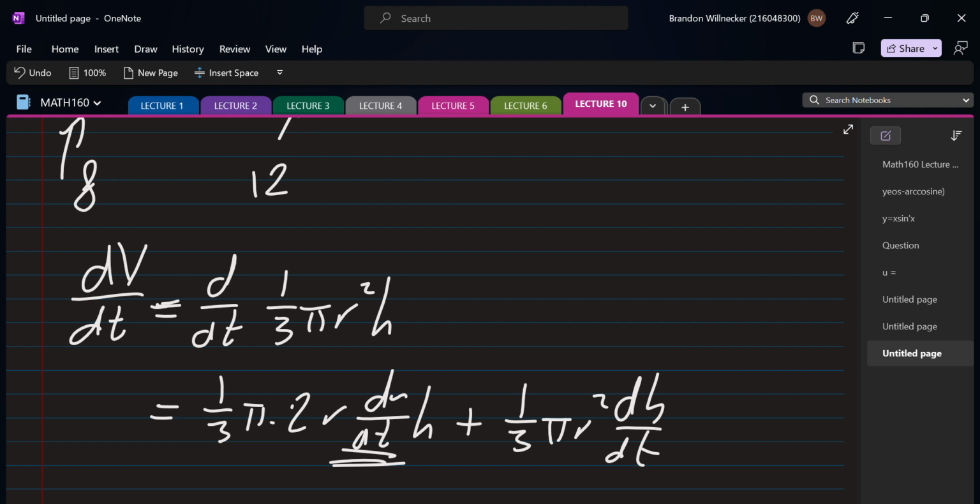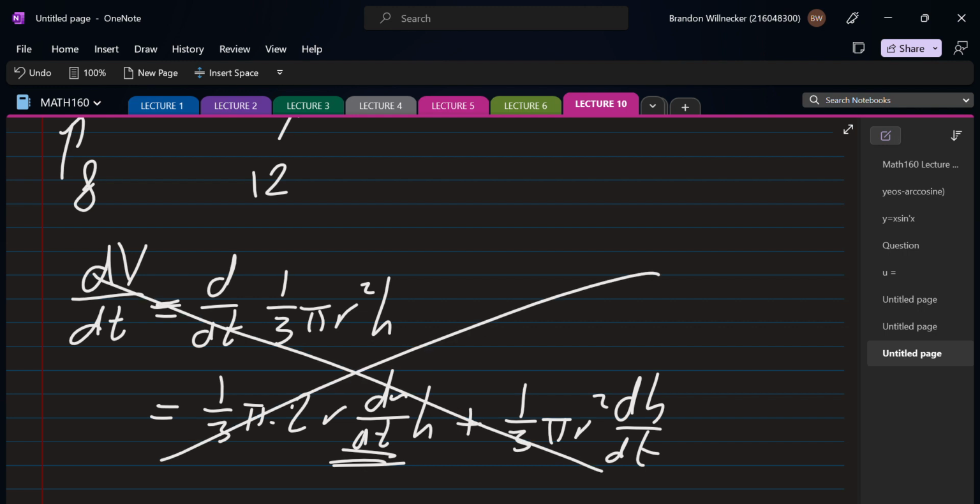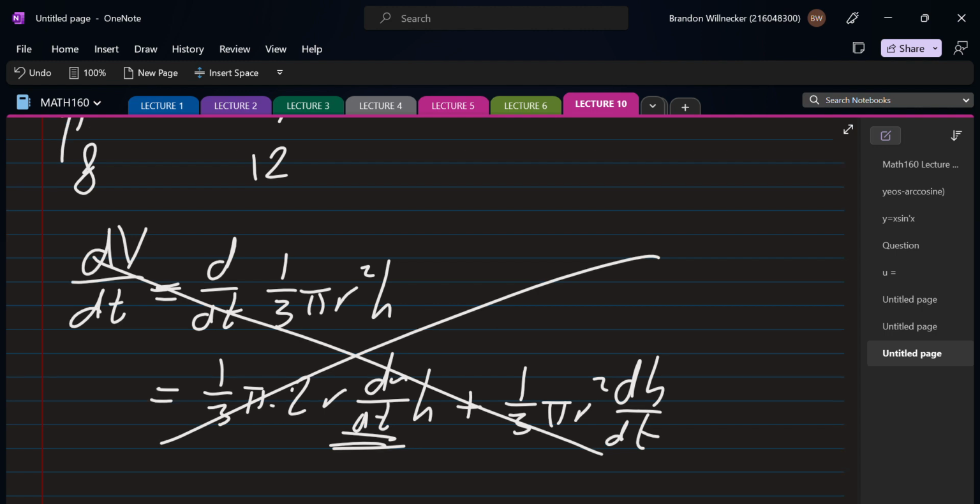So please, whenever you have some function of two variables, when we're taking the derivative, make sure you get rid of one of them so we're only working with one variable. In this case, we got rid of r and we were left with h. So please do not do this because we don't know dr by dt. Okay.